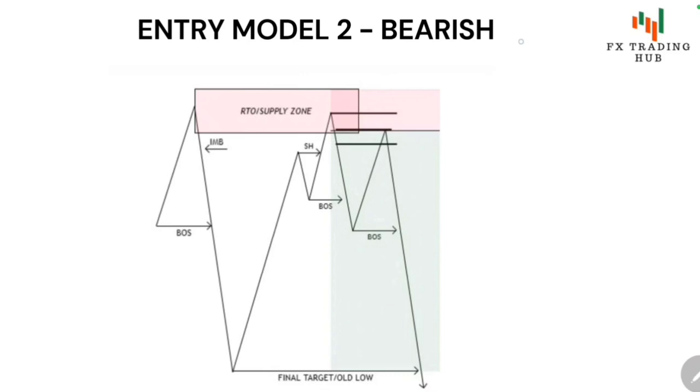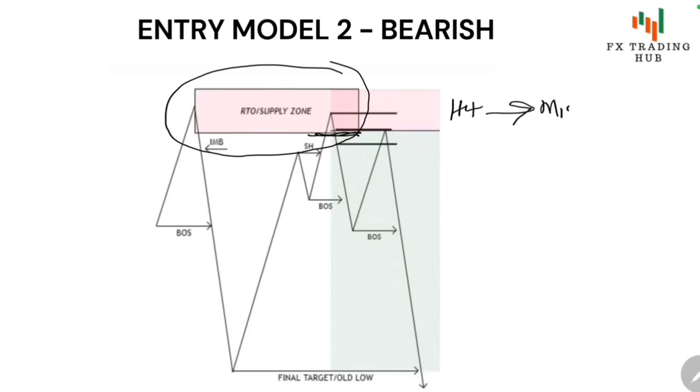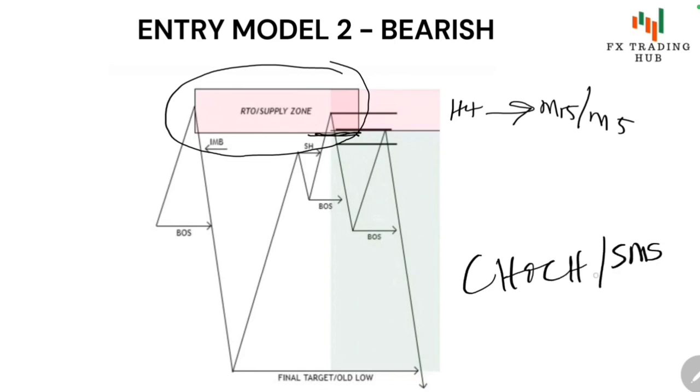We have the confirmation entry. In this case, you have the supply zone right there. So what happens is that when price comes, instead of placing a sell limit order, you would step down to a lower time frame. If this were to be your H4 time frame, you could step down to M15 or M5 time frame. And when you step down, what are you looking for? You're looking for change of character or a shift in market structure.